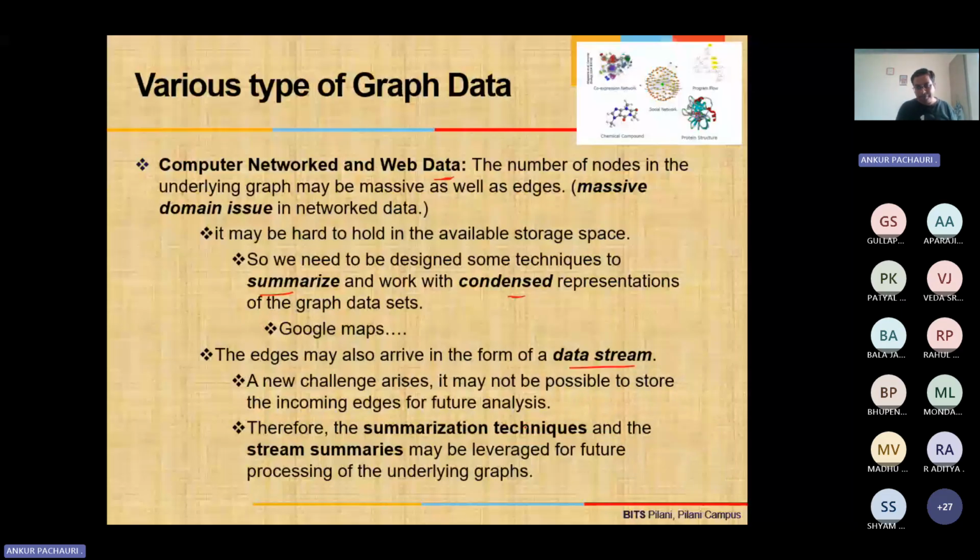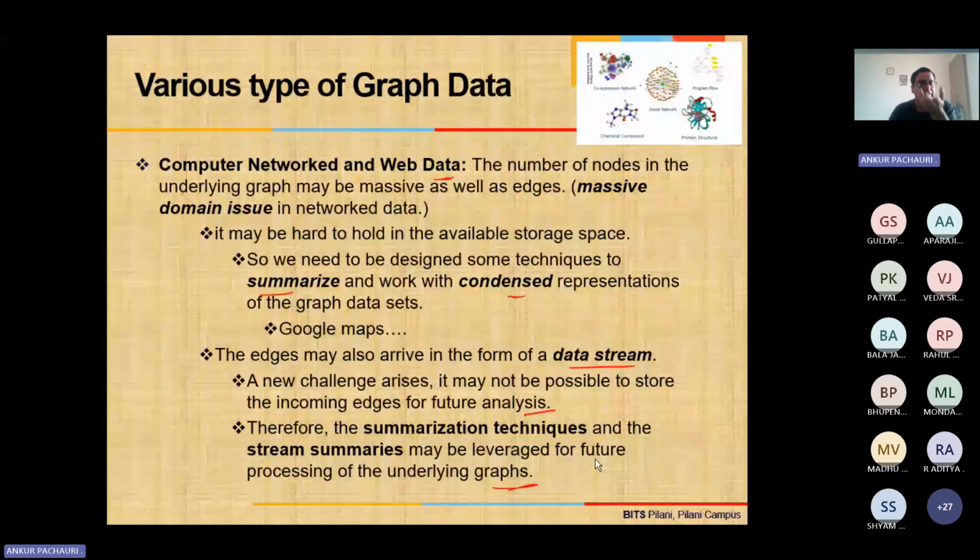If I'm dealing with a data stream, a new challenge will arise. It may not be possible to store the incoming edges for future analysis. So in that case, summarization techniques and stream summaries may be leveraged for the future processing of the underlying graph. That's again a problem related to a huge domain of the graph.